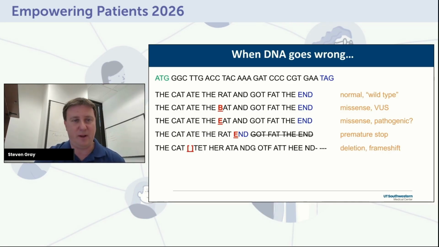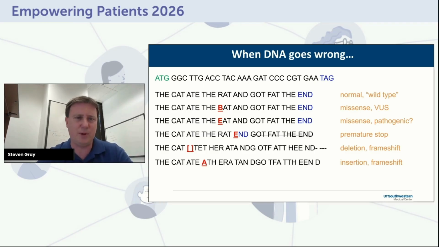And then you can have something where one letter is deleted. And if one letter is deleted, then the cell continues to read this sentence in 3-letter blocks. And so it shifts all the words in the sentence. And so now, after the cat, the rest of the sentence doesn't make sense anymore. So this is called a deletion, resulting in a frame shift, and this would be a severe mutation. You can have the same thing where you have one letter inserted instead of deleted, but it results in the same thing. Everything gets shifted out of frame, and this can be a severe mutation.